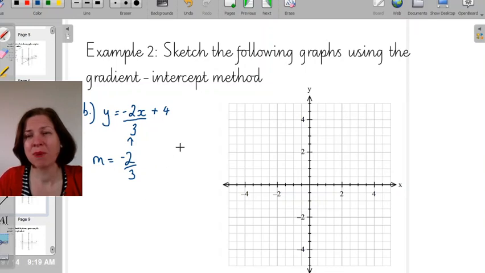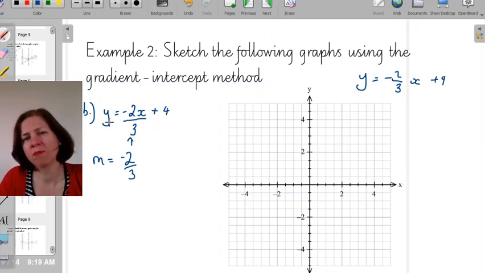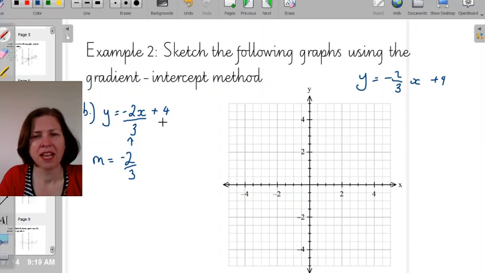Now if it had been written a different way, it might have been less likely to trick you. Like if we wrote negative 2/3 x plus 4, then you might be more likely to notice that it's this whole 2/3. But because it's written as negative 2x over 3, just be careful. It's the whole fraction, negative 2/3 is our gradient. So let's start by marking c on the graph. There's my plus 4. So my y-intercept is going to be at 0, 4.